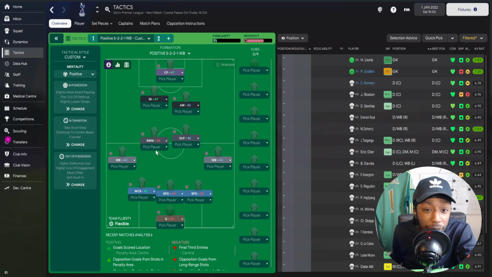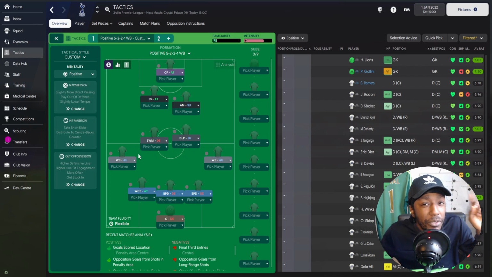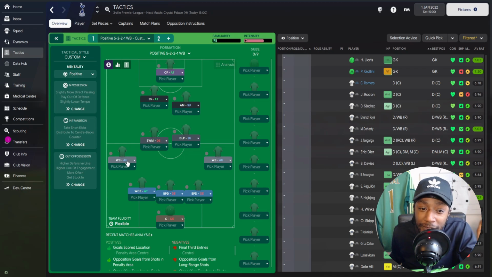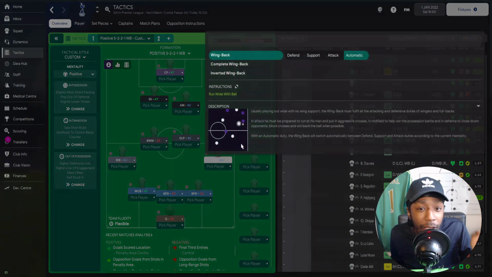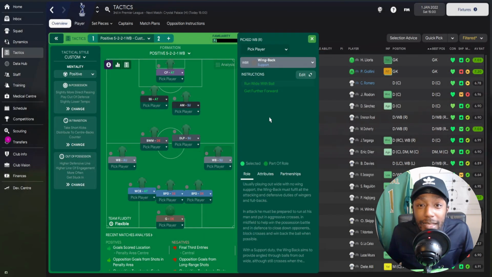For the player roles, because the right wing back is more of the offensive one, we're not going to be using necessarily different duties, but what we're going to do for Sergio Reguilón, I've struggled to pronounce his name. For the wing back on the left, we are going to be using the automatic duty, but on the right, we are going to be using support. And the difference is, on support, he's got get further forward hard-coded, whereas the wing back on automatic does not have that instruction of get further forward.